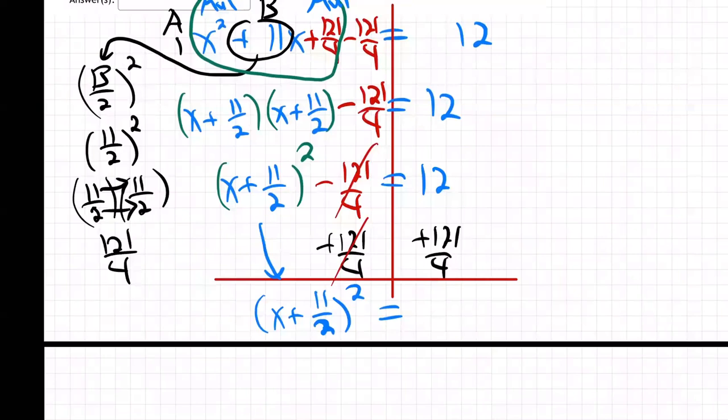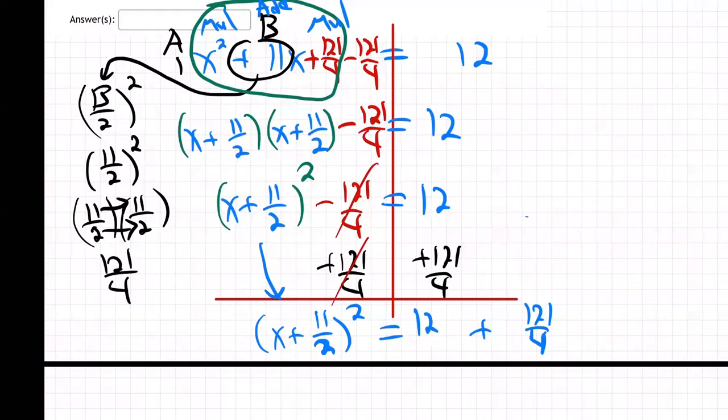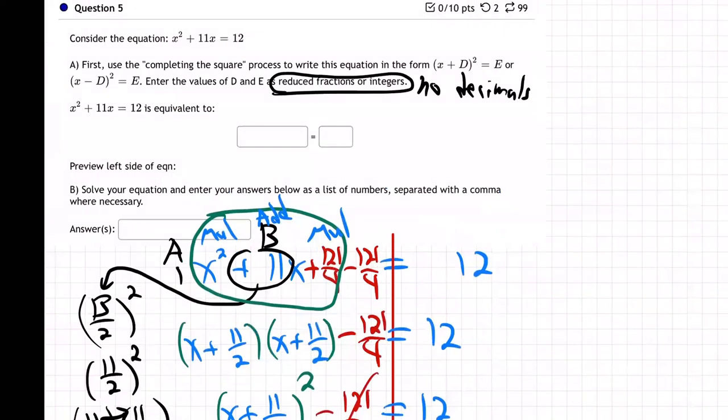Okay, now the question is, what happens? How do I add on the right side? I'm trying to add 12 plus 121 over 4, right? 12 plus 121 over 4. Have I lost you? Let me make sure. See, I'm trying to get it into this format. This is what they told me. Make it look like that.